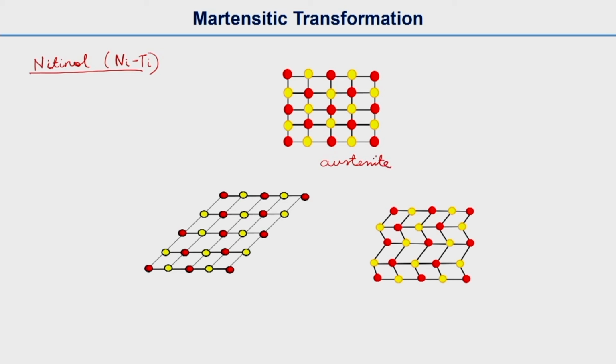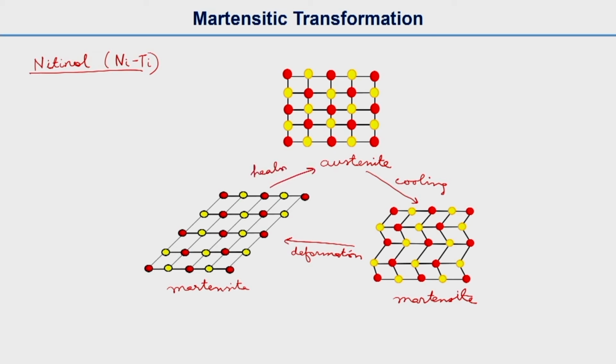So here, this material is in austenitic form, and after cooling it will form martensite. If we deform this martensite, after deformation it will come to a different structure. It is still martensite, but it will have a different atomic arrangement, and if you heat it again, it will go back to the original austenitic structure. Some of these alloys are called shape memory alloys, because when you cool the material, deform it and heat it again, you get the original shape. So it can remember its shape.